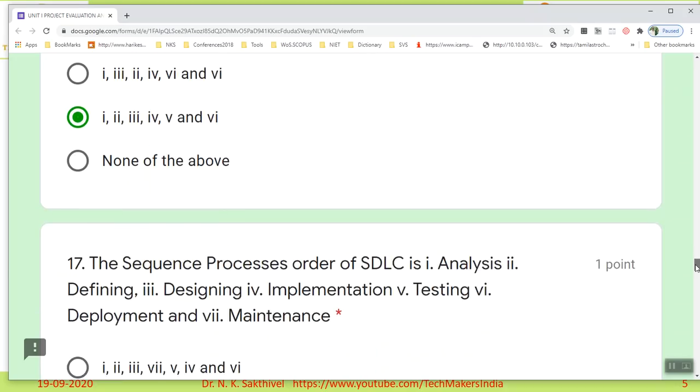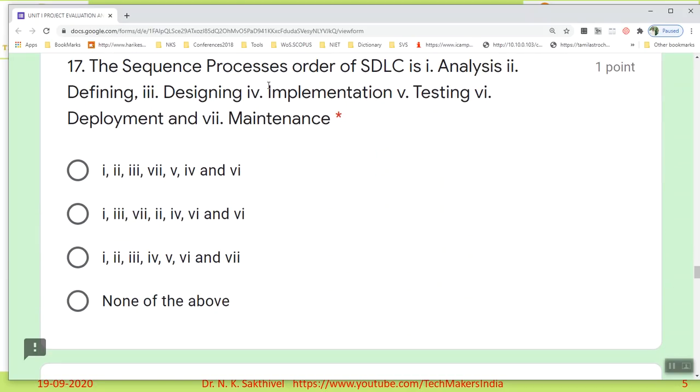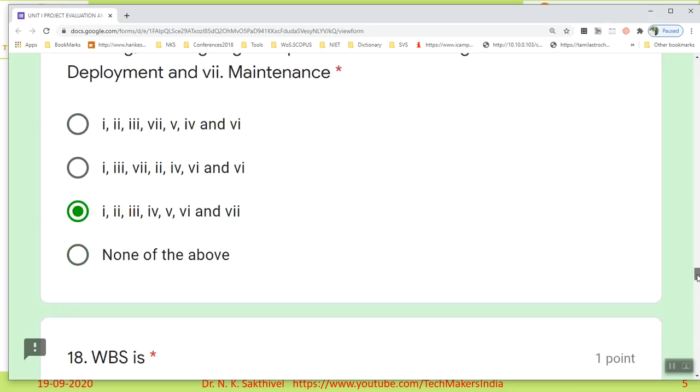And next, the sequence process order of SDLC, software development life cycle, is the sequence given. And the same sequence I would like to select, but in the university examination, please expect the sequence may be changed or the sequence may not be given, and they may ask you to arrange properly. So please understand the sequence, but for your understanding purpose, without confusion, I have given a proper sequence. Expect the question like this.